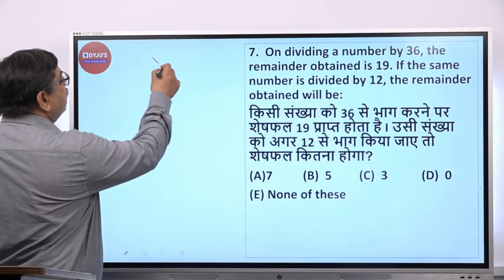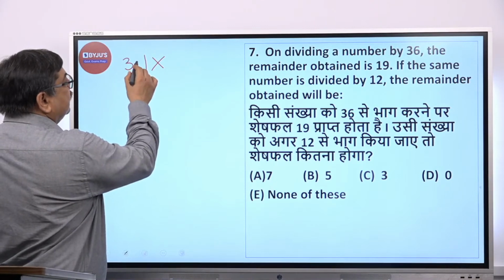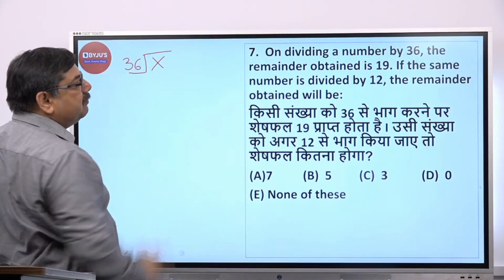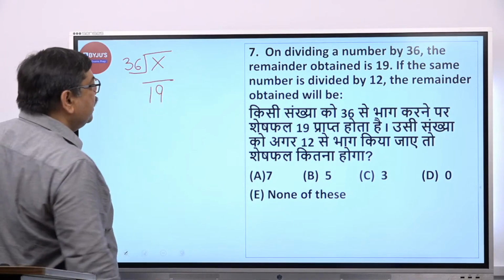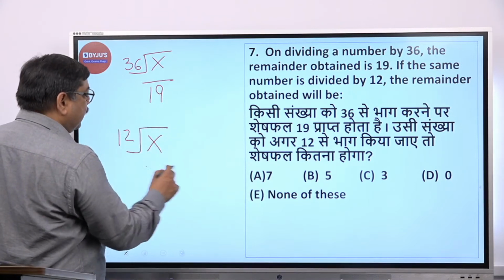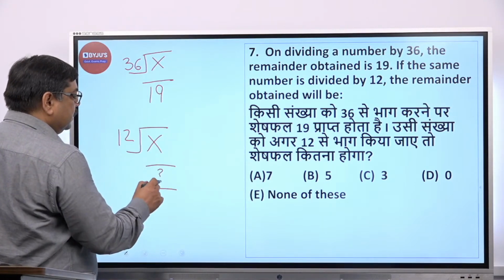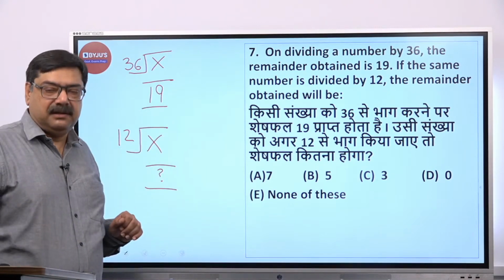Let us assume that the number is x which we are going to divide by 36. So when you divide the number x by 36, the remainder obtained is 19. When the same number x gets divided by 12, what will be the remainder obtained? It's a very simple question actually.